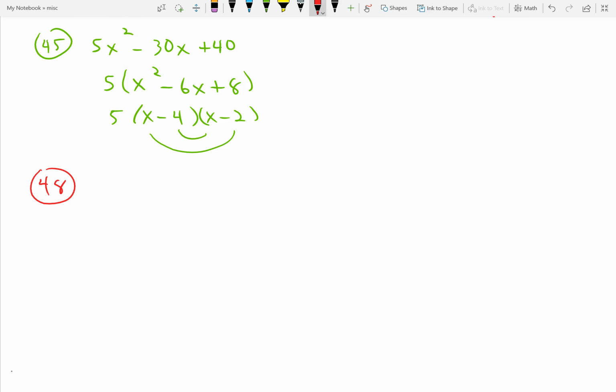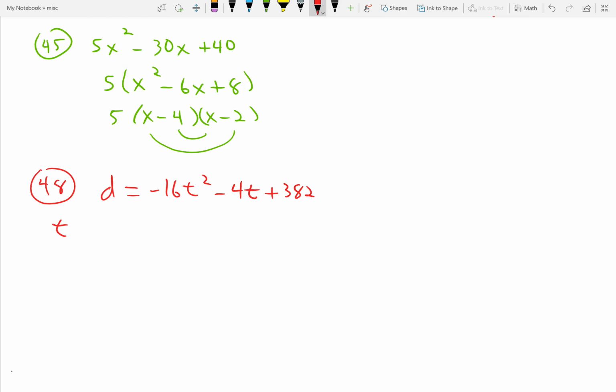A rock is thrown from the top of a building. The distance d is given by, it says d is equal to negative 16 t squared minus 4t plus 382. The question is, how long after the rock is thrown will it be 370 feet from the ground? We want to know how long.